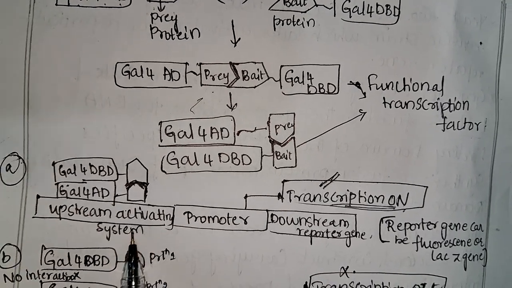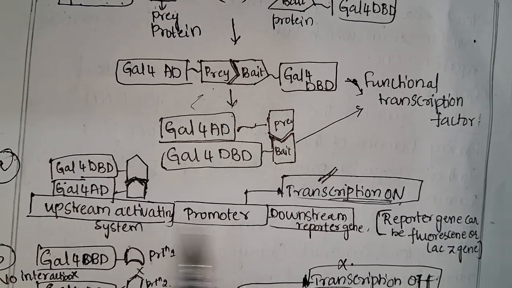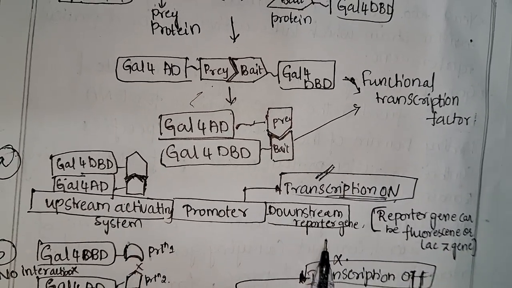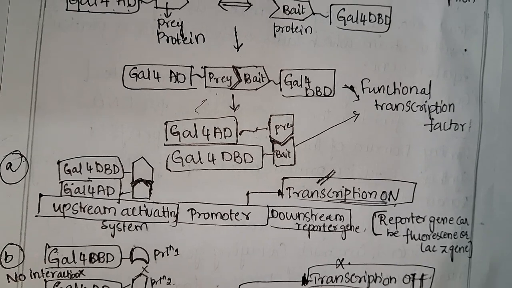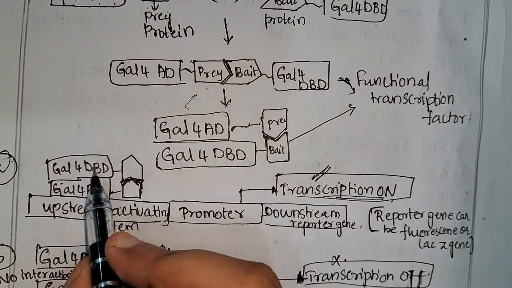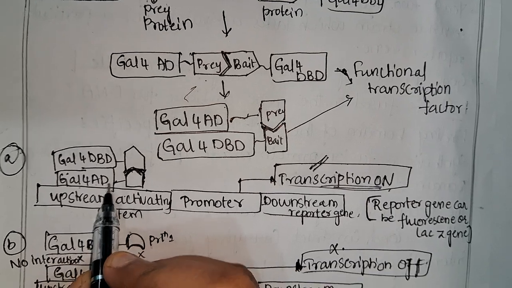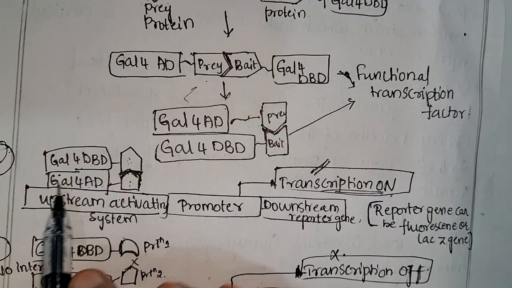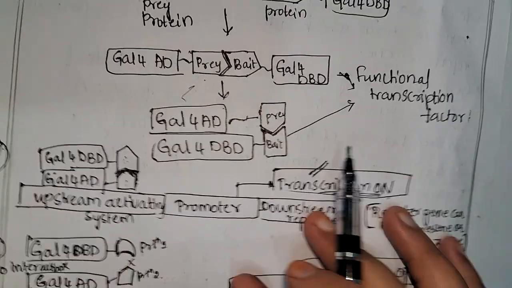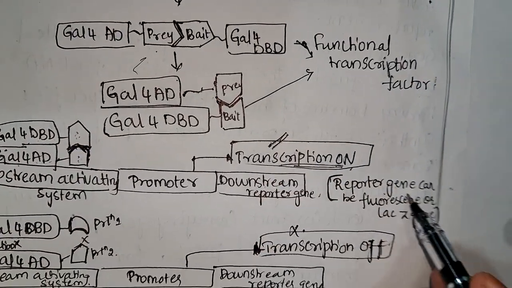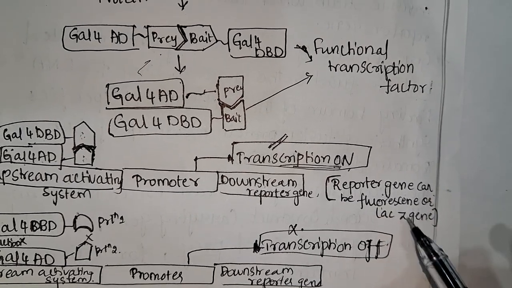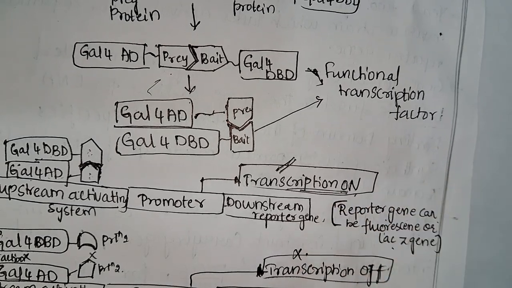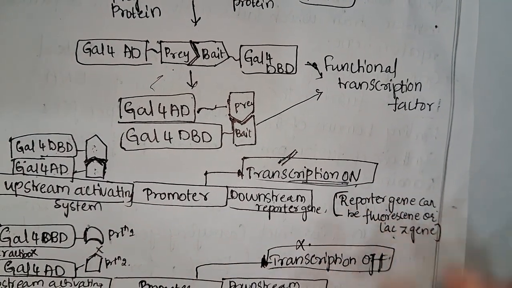When the upstream activating system occurs, there is an upstream promoter and a downstream region in the transcription, right? We have studied transcription, where upstream and downstream are there, -10, -20, +10, like that. So what happens here? GAL4 DBD and GAL4 AD come, and when the proteins bind with each other, they come together and turn on the transcription. When they turn on the transcription, we can identify the reporter genes, which can be fluorescent or lacZ genes. We will study the reporter genes in a separate topic.